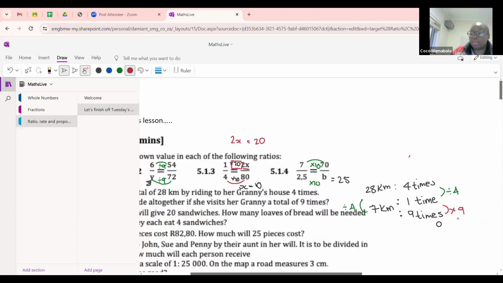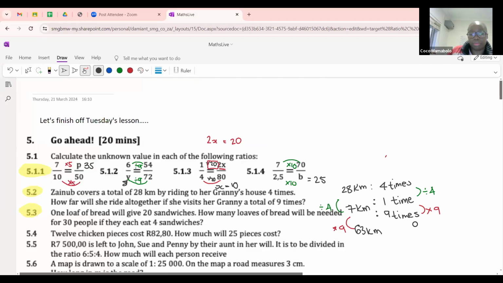So I'm going to multiply by 9 on this side, and what I do on this side, I'm going to do on the other side as well. So that means I need to take 7 and multiply it by 9. How much does that give me? 63. 63 kilometers. Good. So if I want to go to my granny's house 9 times, that'll take me 63 kilometers. That's how long I'll have to ride. Okay, am I making sense? Yes, ma'am. Excellent.